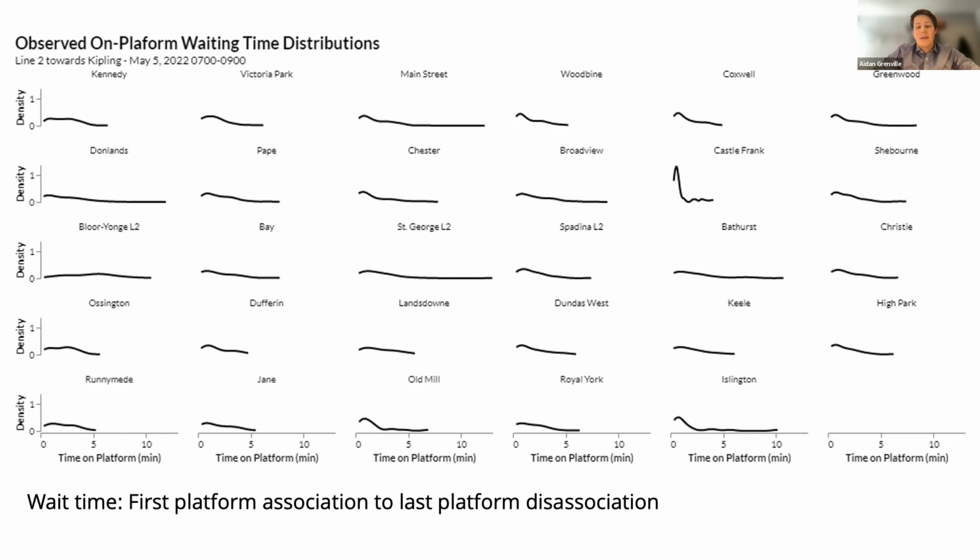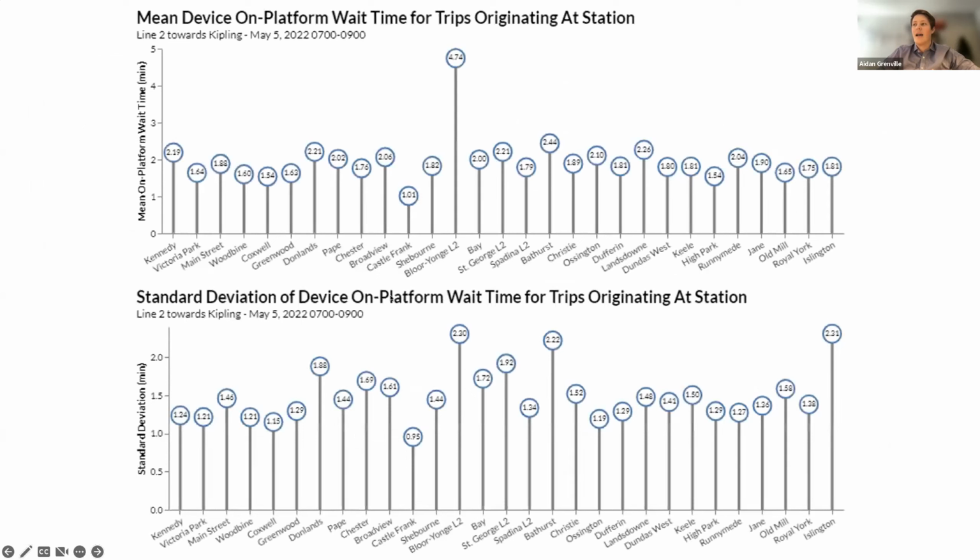We envision this could also be useful for investigating, for example, why a station has an irregularity. Castle Frank here, we anticipate that that's partly due to the nature of the Wi-Fi infrastructure at that station, since we did see a lot of very, very short associations there. But this is an interesting starting place. This leads us into a different visualization of the same thing, looking at the mean and the standard deviation of the same.